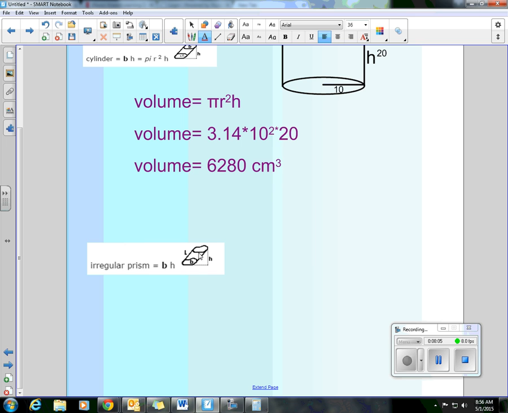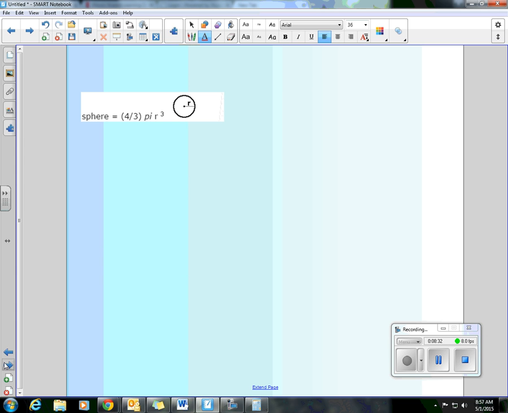Sometimes you have a prism, and this one means there's a funky shape and then it's extended with a height. You're going to do the same thing. You're going to try and find the area of the base, whatever this funky shape is, and then multiply it by the height. I'm not going to do a problem like this with you. You're just going to rely on the formula because your irregular shapes could be all sorts of different things. There's so many different types.